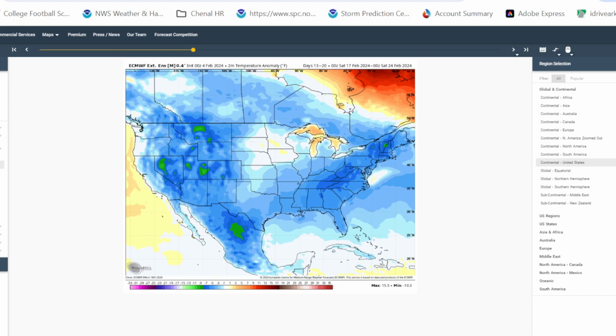I hope this helps you understand kind of where we're headed, but enjoy the great weather we've got this week. Something tells me that weather may not be so nice getting towards the middle and end of February.